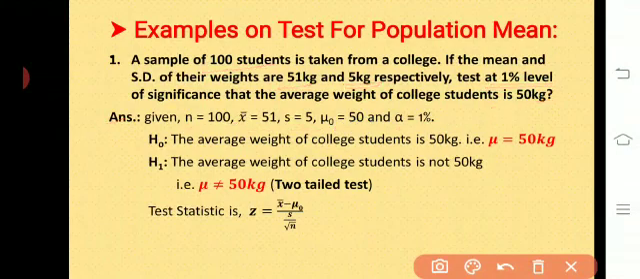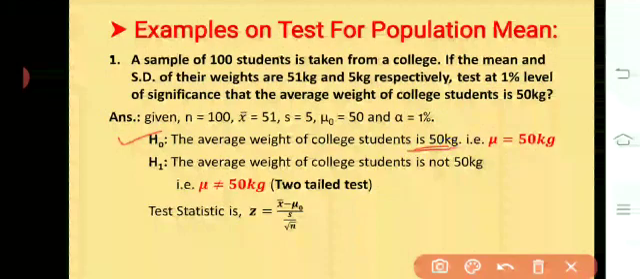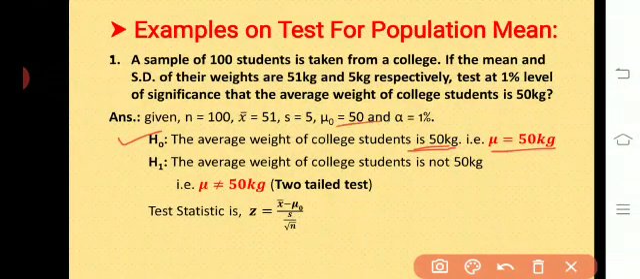Now we need to write the null hypothesis and alternative hypothesis. Based upon this question, we can write the null hypothesis as H0: the average weight of college student is 50 kilogram, and that we can write in terms of notations as mu equal to mu naught. In general, it is mu equal to mu naught, and here mu naught is 50. So we can write the null hypothesis H0 as mu equal to 50 kilogram, that is mu equal to mu naught.